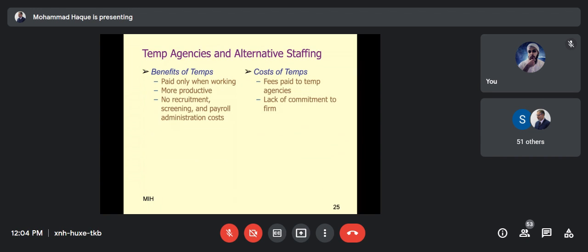Now, the benefits of temporary staff are always being considered, because temporary staff, whom you will normally get from these agencies, are paid only when working, and are more productive. There is no recruitment, screening and payroll administration. The cost of temps is the fees paid to temporary agencies, and the lack of commitment.